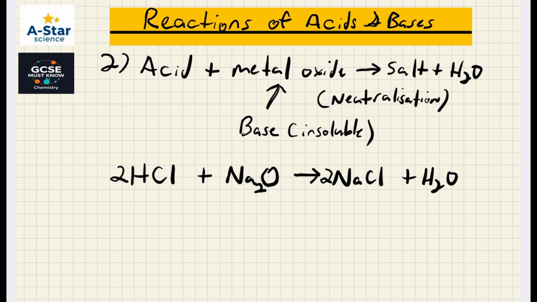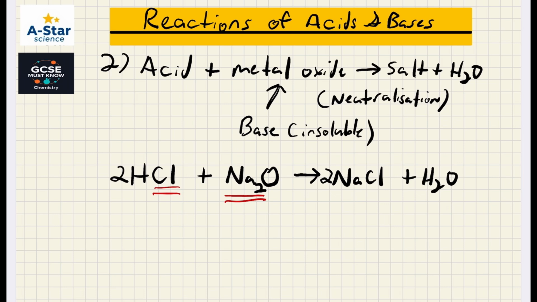So the salt, as you can see, is made up of the cation, in this case sodium, and the anion, in this case chlorine, or chloride. So an acid plus metal oxide yields salt plus water.